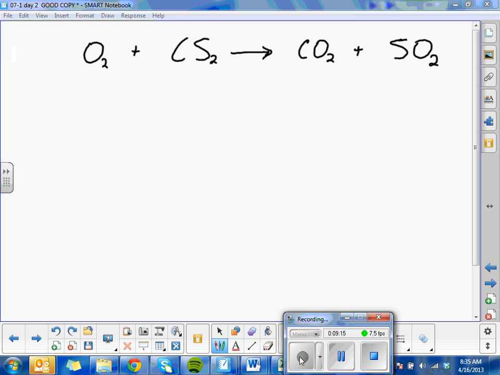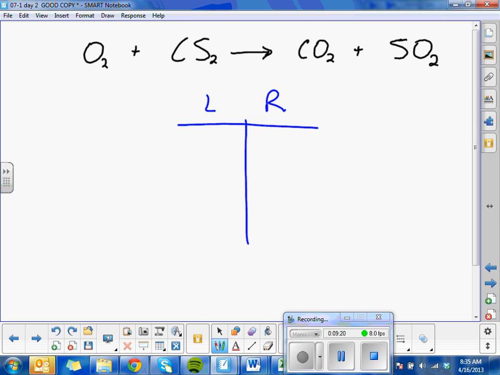So we already have this written out, so all we got to do is make a T-chart and balance it. We have oxygen, we have carbon, and we have sulfur. On the left side, we start out with 2 oxygen, 1 carbon, and 2 sulfur. And on the right side is the tricky part. We have 1 carbon, that's easy. But we have to look here, we have 2 plus 2 oxygen. That gives us a total of 4. So we have 4 oxygen on that side, and then sulfur we have 1.